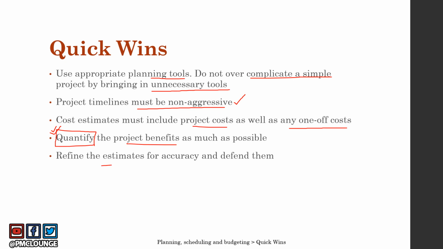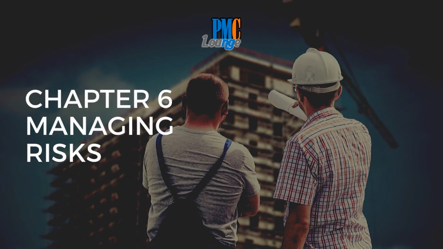Finally, refine the estimates for accuracy, and you need to defend those estimates as well. You need to make sure that all important stakeholders understand the fact that estimates are going to be refined, and they should also understand the range in which it is going to fluctuate. So that was all that you need to know when it comes to planning, scheduling, and budgeting.